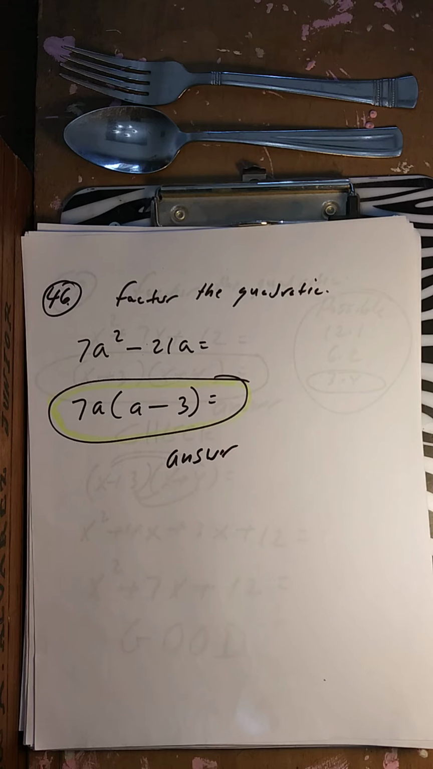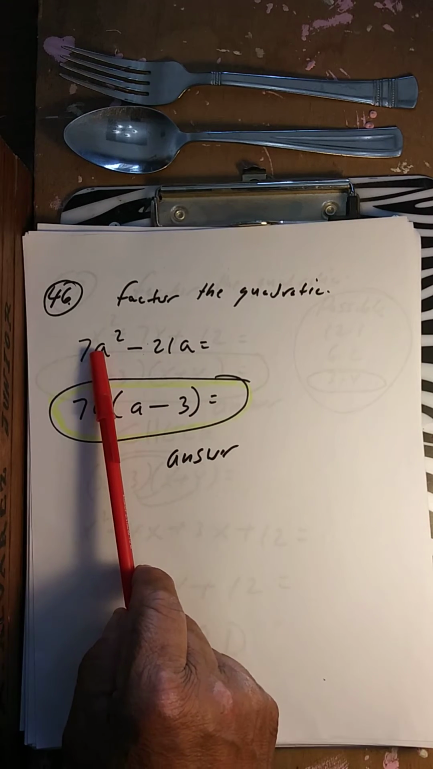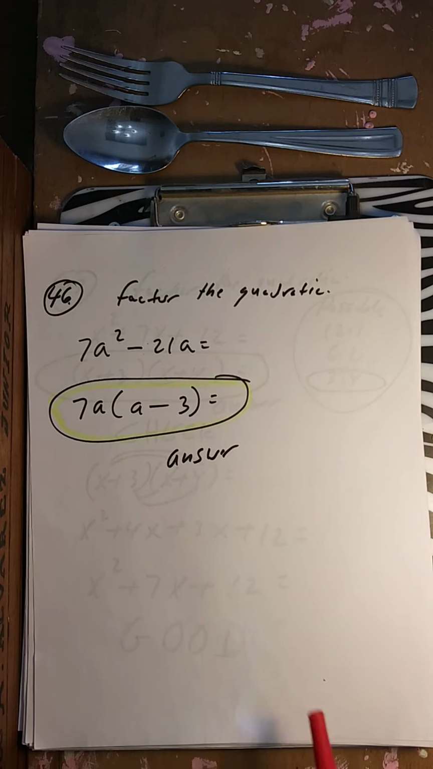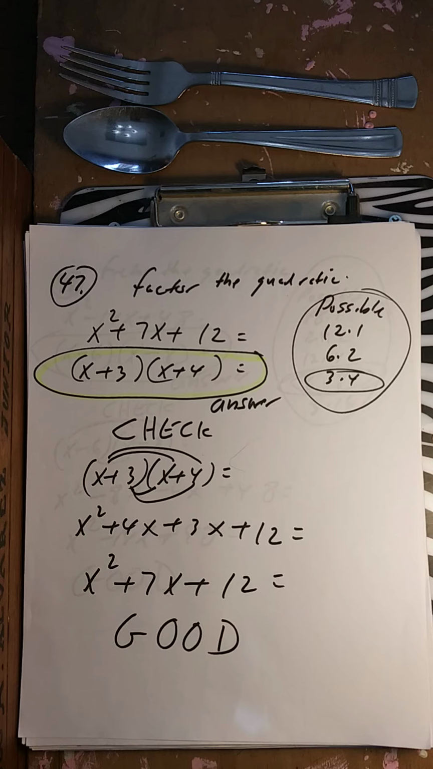Factor the quadratic. Alright, what can you take out? 7a from both of these, because 7a times a is 7a squared, and 7a times negative 3 is negative 21a. So that's the right way. Correct.